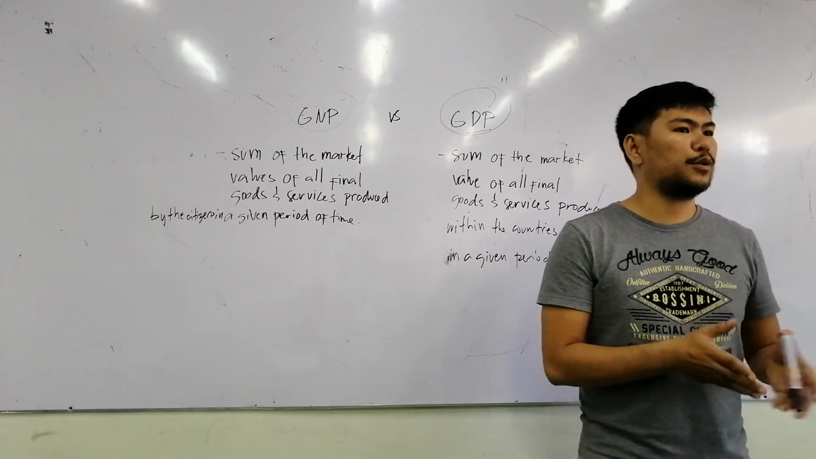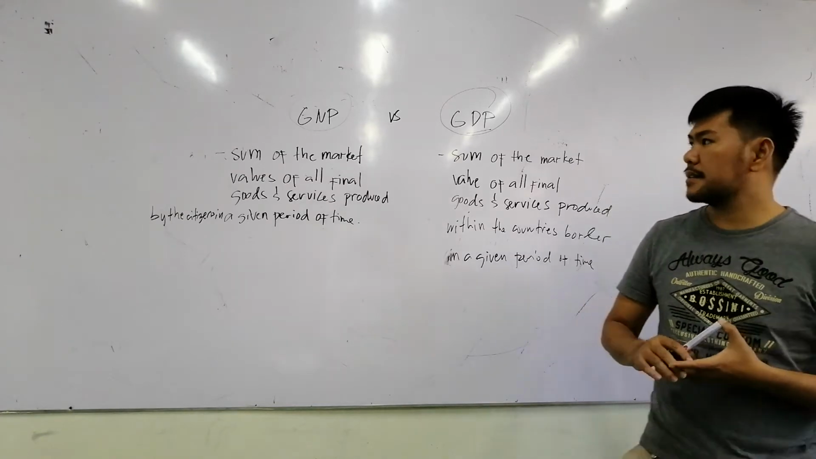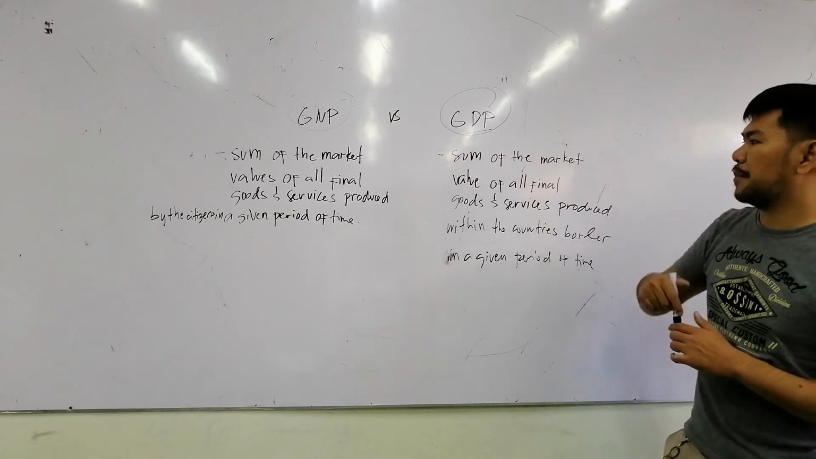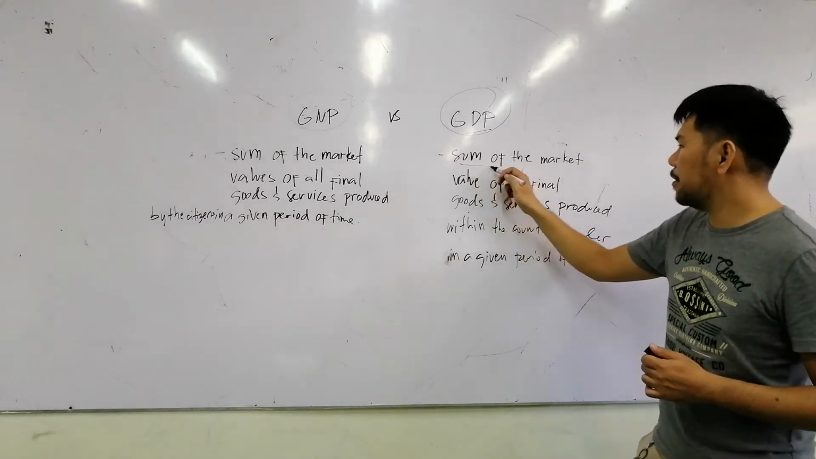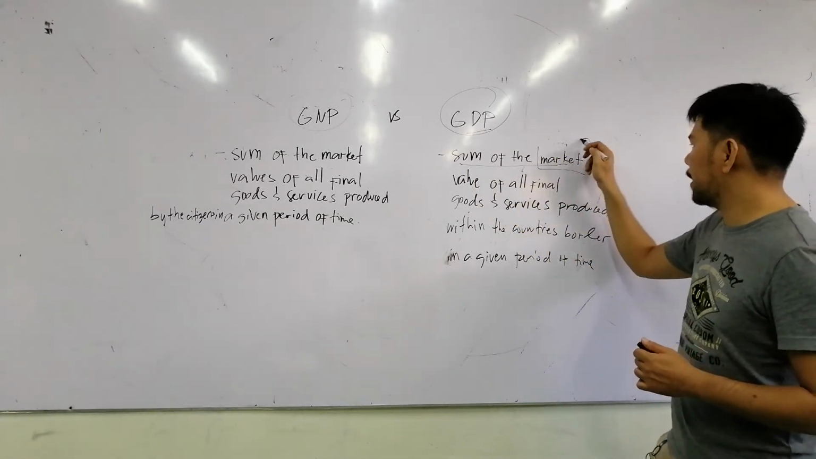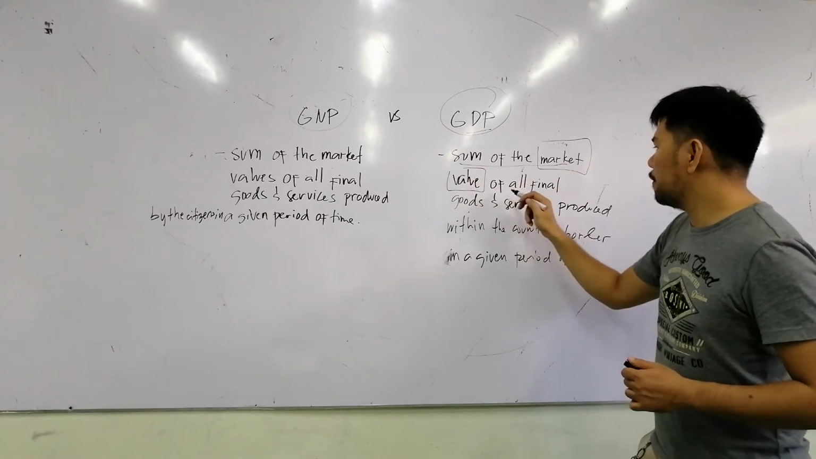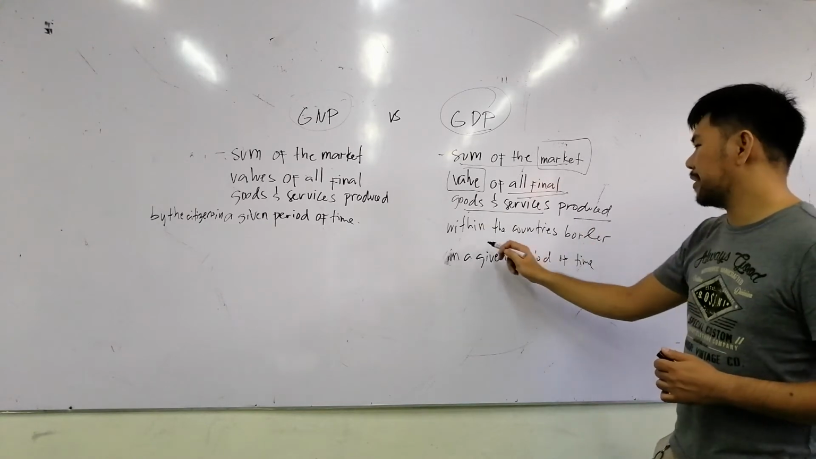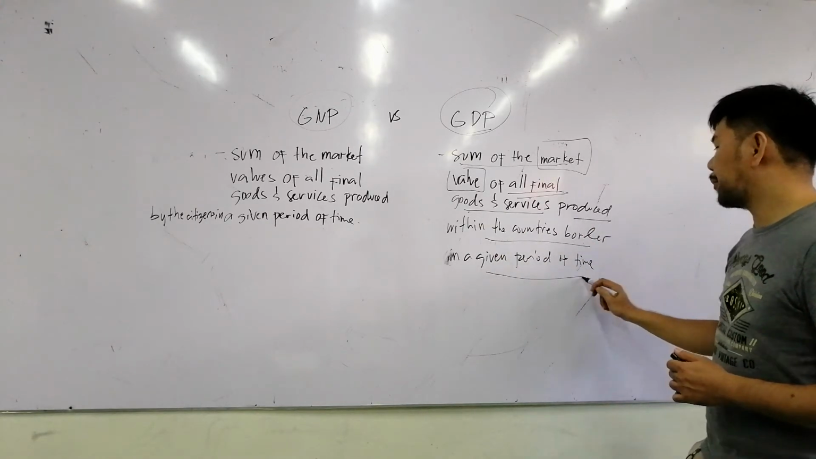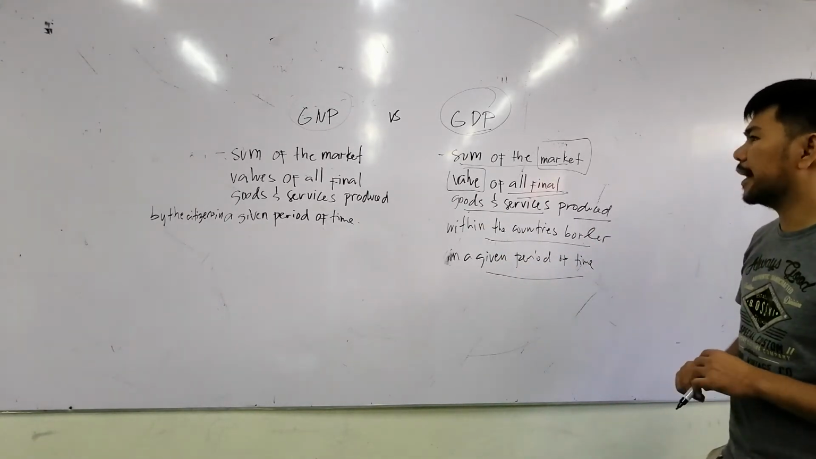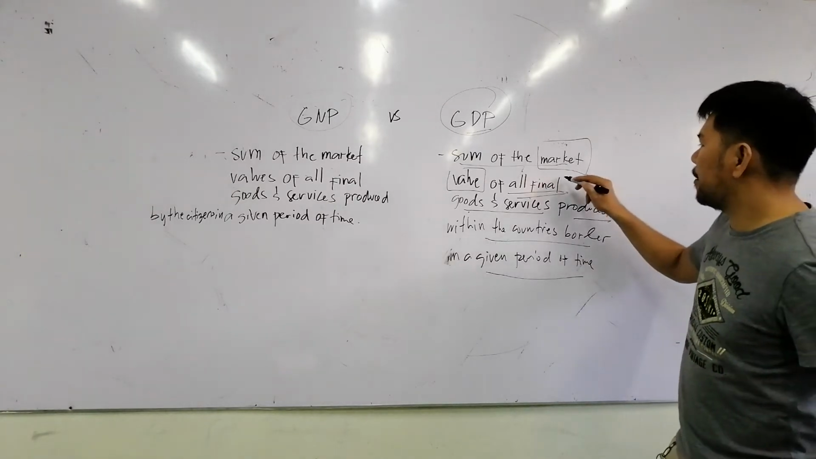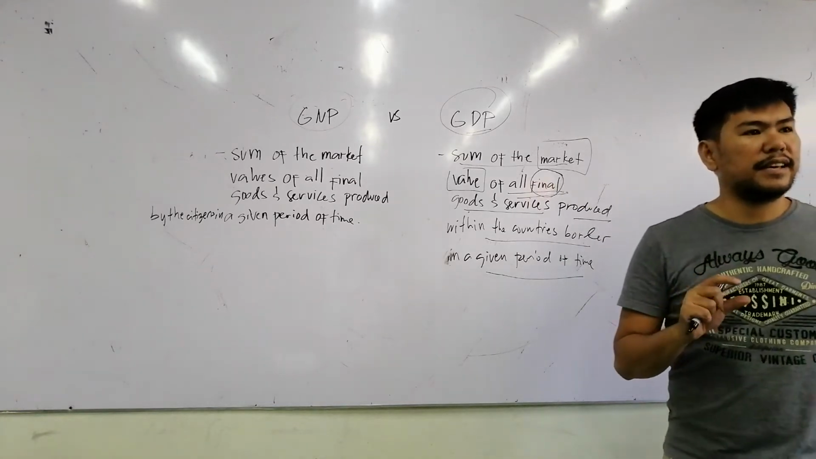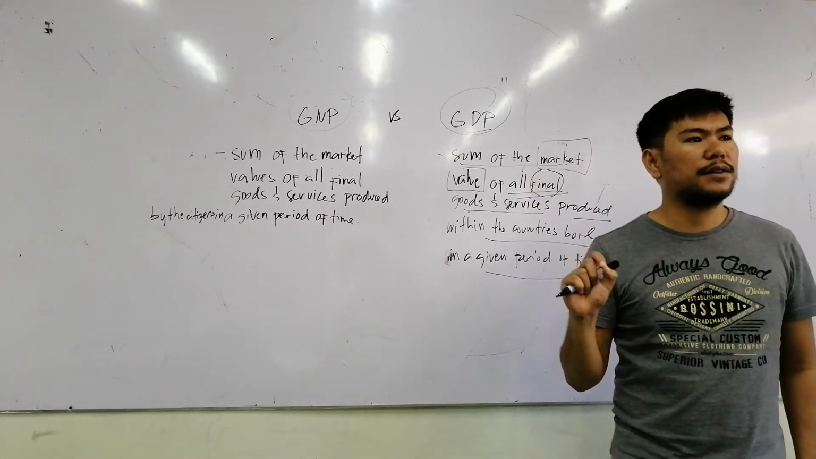So what's the difference between the two? Okay, let's dissect the definition of each. Let's start with GDP. GDP is the sum of the market value of all final goods produced within the country's border in a given period of time. Okay? So let's start here with the final goods. Final goods means it goes directly to the where?